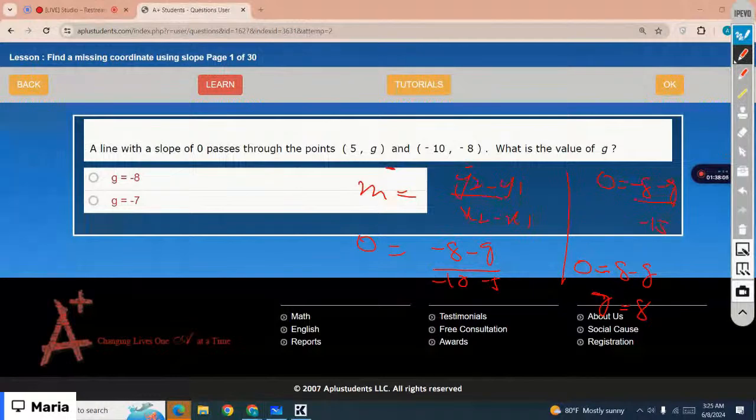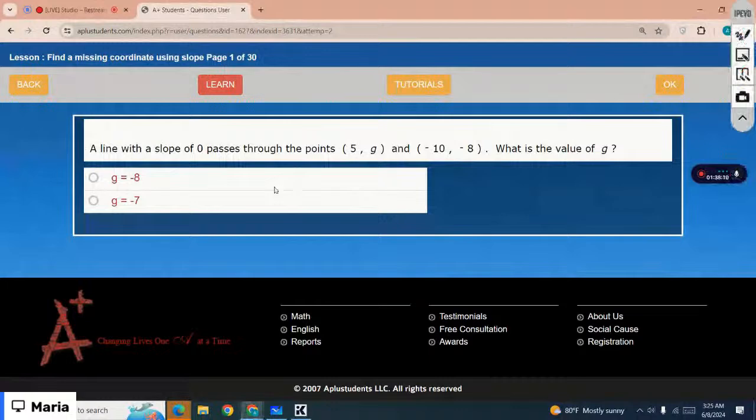So the correct option is negative 8, right? Option number 1 is the correct option. That means the missing coordinate is negative 8. Got it?